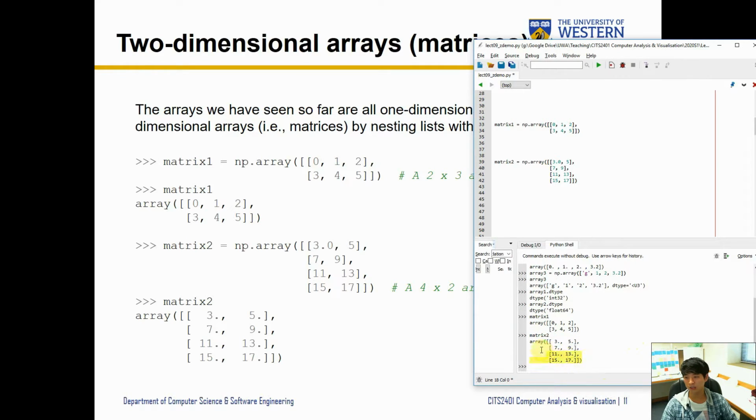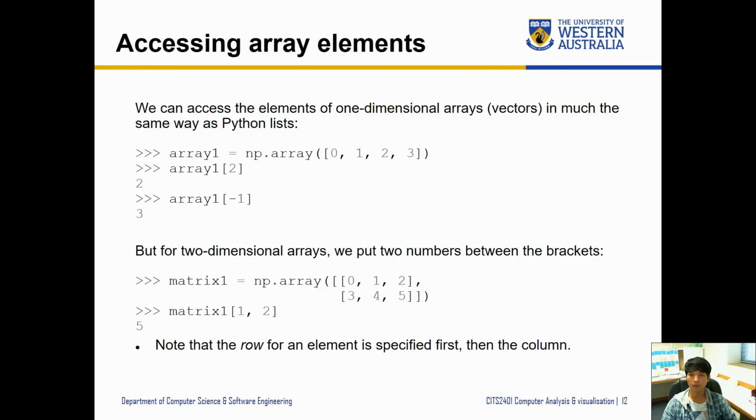Do note that NumPy will try to align things nicely for you. If one of the items requires much more spacing than others, it will try to do the right alignment. Okay, so that's creating NumPy arrays. Very straightforward. You can easily pass in any iterable values, not just lists, but other iterable objects, and it will try to convert them. So creating them is easy.